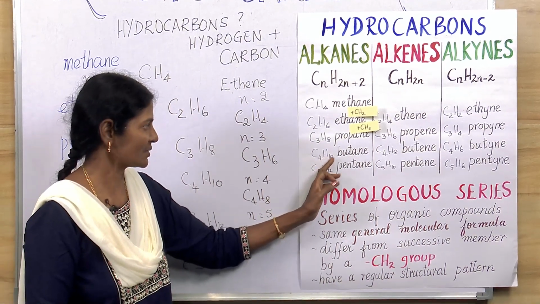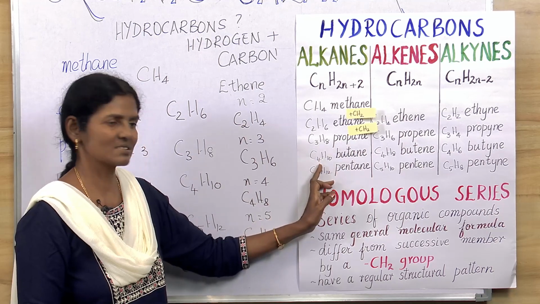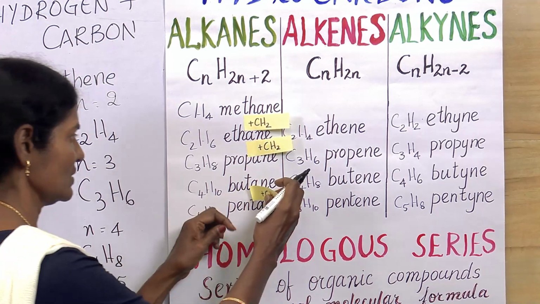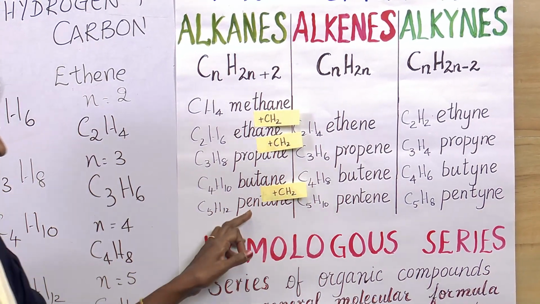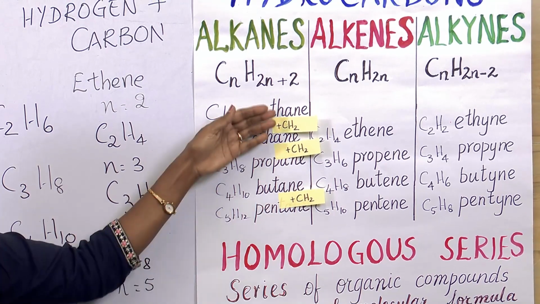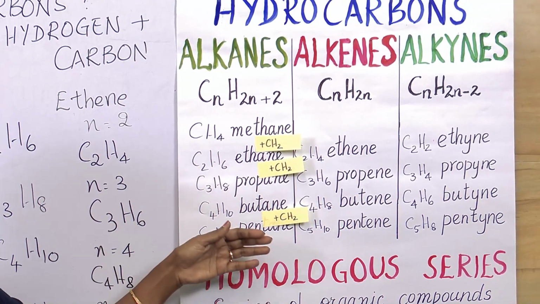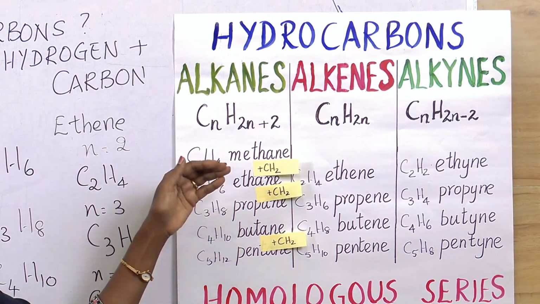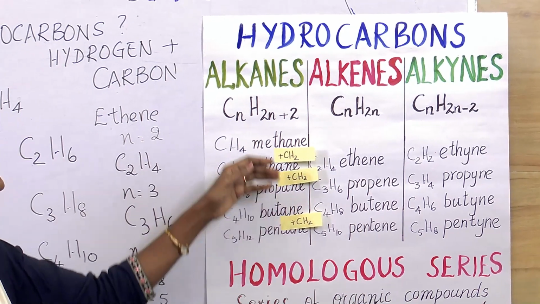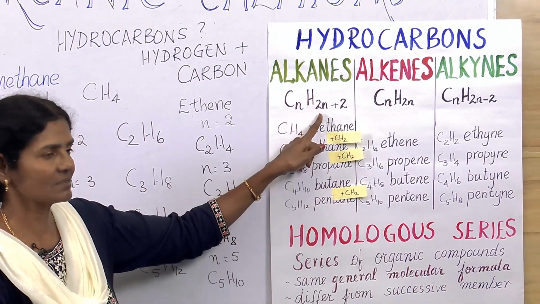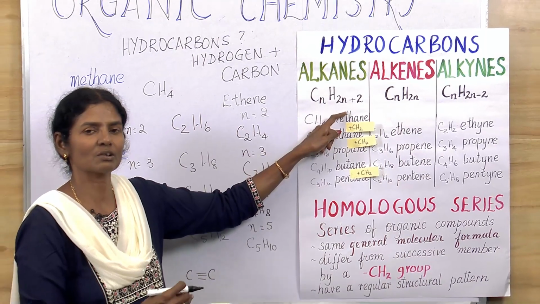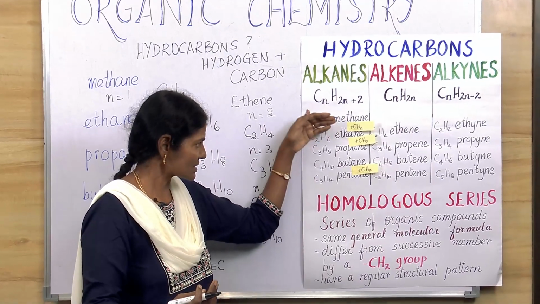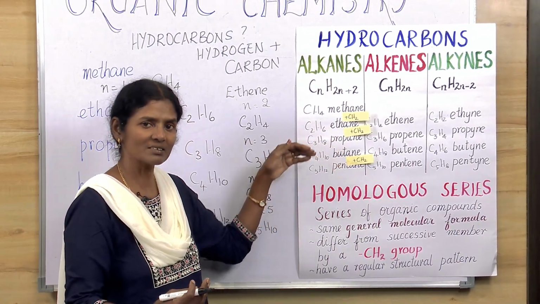Okay, let's try again. Let's try this one. Butane is C4H10. If we are going to add another CH2 here, you will get pentane. So you got it? So what is a regular pattern? There is a regular pattern of successive members differing by a CH2 group. And all these members have the same general molecular formula. That's very important. So the general molecular formula is the same, and the successive members differ by a CH2 group.